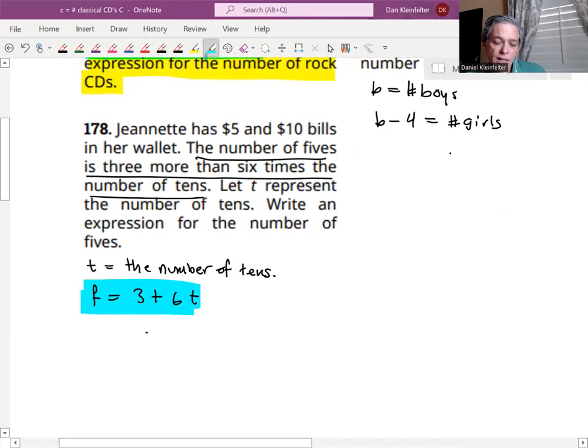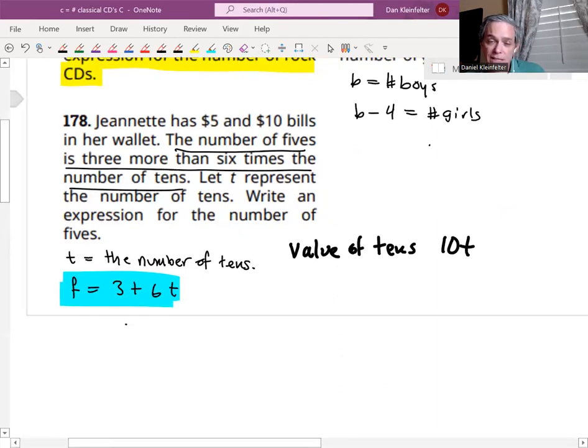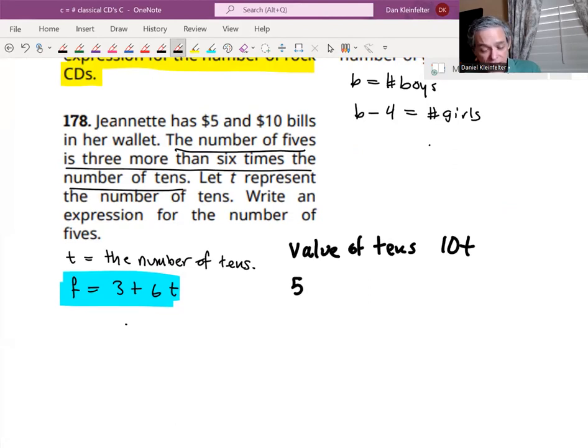F is equal to 3 plus 6t. Just for fun, let's figure out the value for these. That would be fun. So t is the number of tens. We don't know how many tens there are. So we actually cannot. I'll do the total value. The value of the tens, we could do that, will be 10 times t. Remember that the number of bills there are and what their value is are 2 different things. Okay, the value of the fives will be 5 times f, and that's the same as 5 times 3 plus 6t.